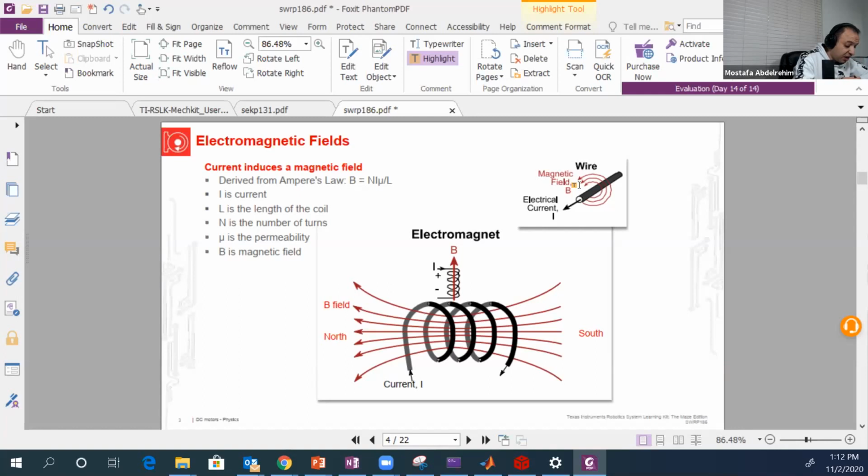Now, if the wire is in the form of a coil, not a straight wire, we have the opposite situation. Here the magnetic field was rounding around the wire, but since the wire is rounded, the magnetic field will be straightened inside this coil or solenoid.